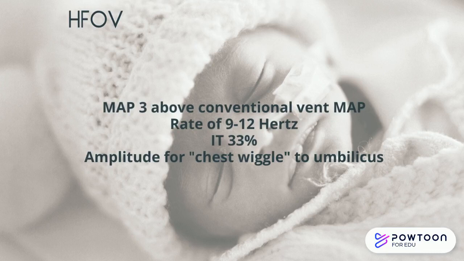The starting point would be to set the mean airway pressure 3 above the conventional MAP on the conventional vent, a rate of 9 to 12 Hz, an I time of 33%, and an amplitude for chest wiggle to the umbilicus.